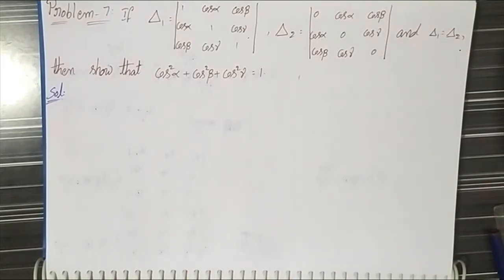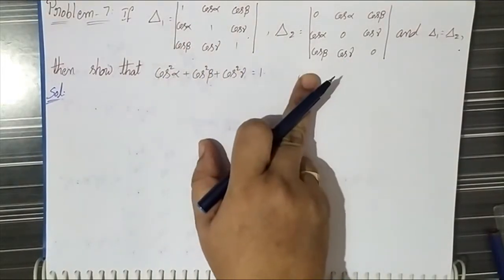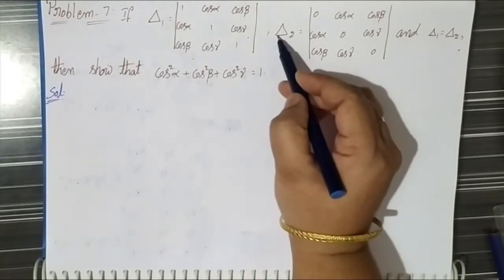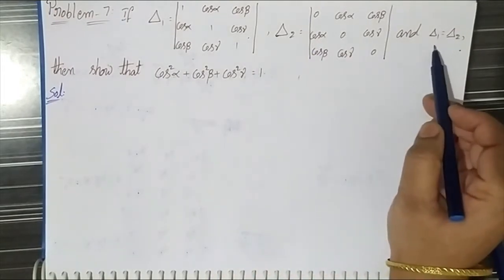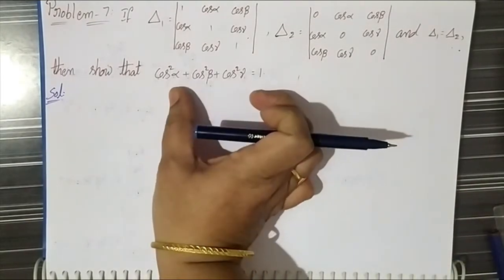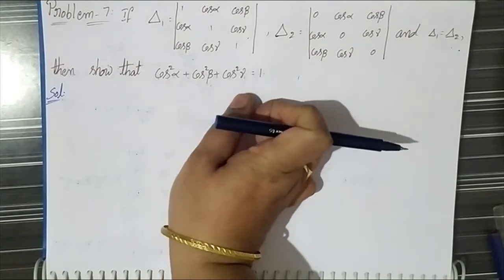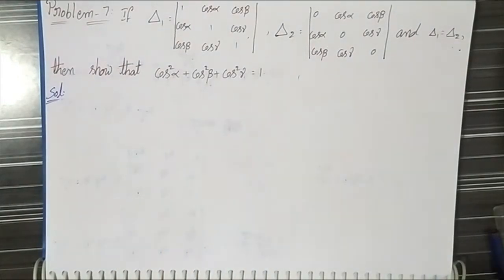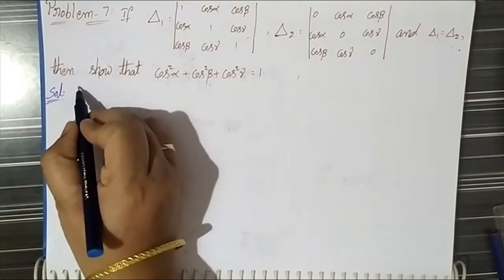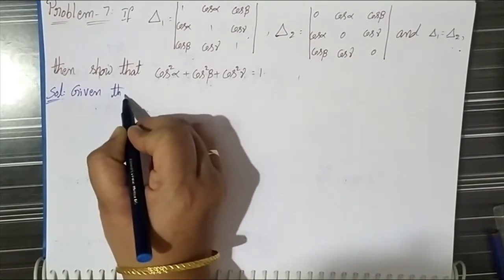In this problem, we are given two determinant values, delta 1 and delta 2, and also one condition: delta 1 equals delta 2. Then we have to show that the result is cos square alpha plus cos square beta plus cos square gamma equals 1. Then go to the solution. First, write down the given values.